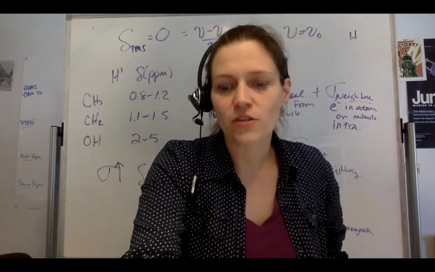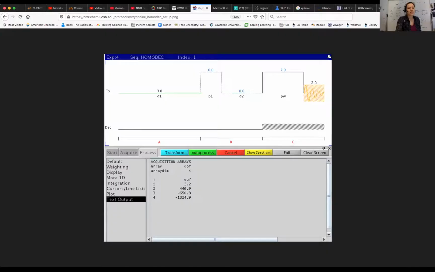Okay. So first of all, let's talk about pulse sequences. If we went down to the NMR and we did a simple proton experiment, it would probably look something like this. So you've got some sort of initial delay.